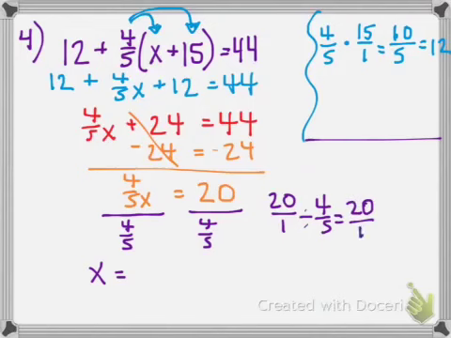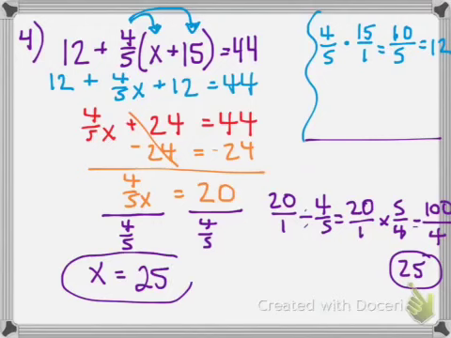which is the same as 20 over 1 times 5/4. And then 20 times 5 is 100. 1 times 4 is 4. 100/4, or 100 divided by 4, is the same as 25. So x equals 25.